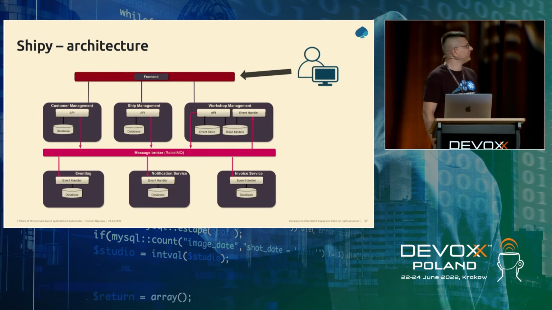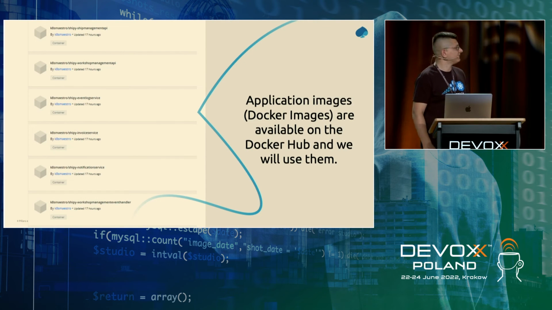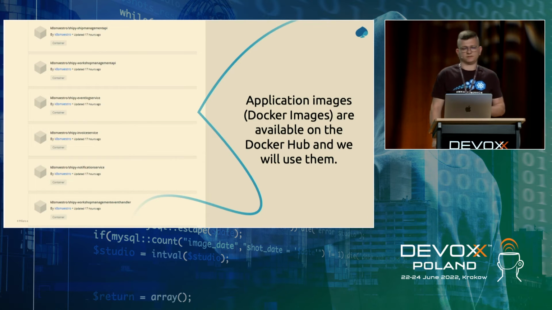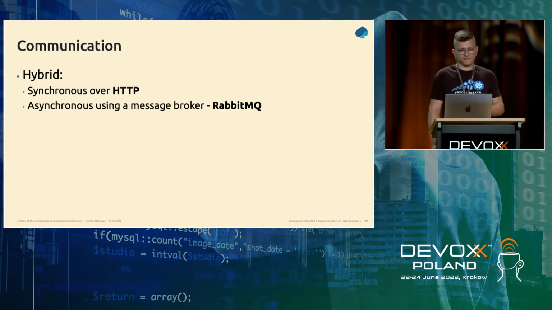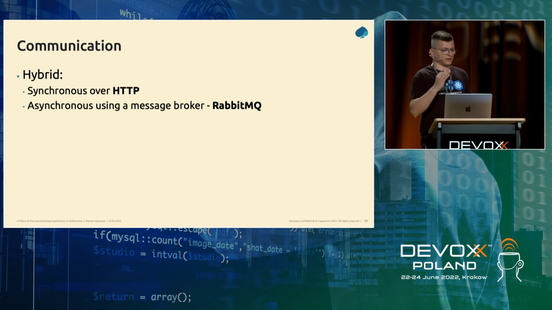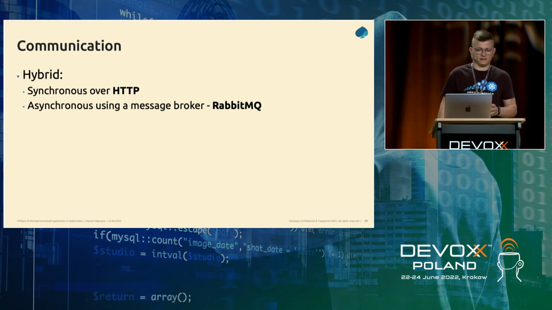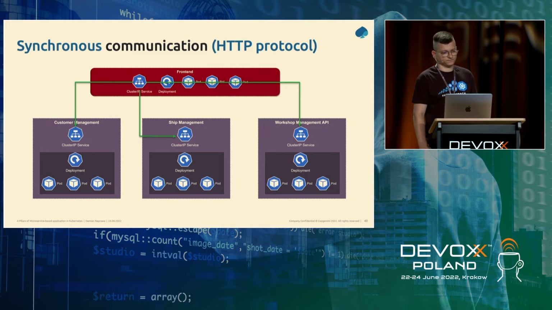Of course, we need a user interface, so I call it frontend, where users will be reaching out to our application. This application is available on the Docker Hub, so I mean the Docker images of this application, so you can take a look. And when it comes to communication, as I already told, it will be HTTP plus asynchronous using a message broker.